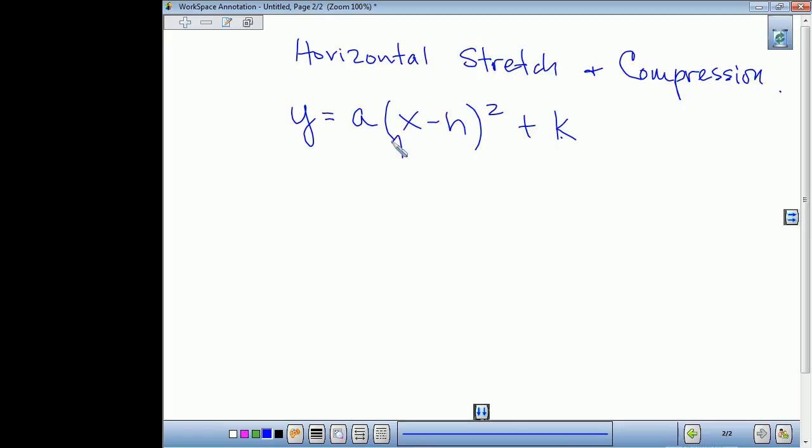So what we're going to look at today is, what if there's something inside here? Okay? So whenever anything is grouped with our X, it causes a horizontal change. If it's added or subtracted to our X, that causes a shift, like the H does. But if it's multiplied times our X, that causes a horizontal stretch or compression. Now, just like we always do the opposite of this, we always do the opposite of what's grouped with our X. When we have something multiplied inside there, we do the opposite of this.